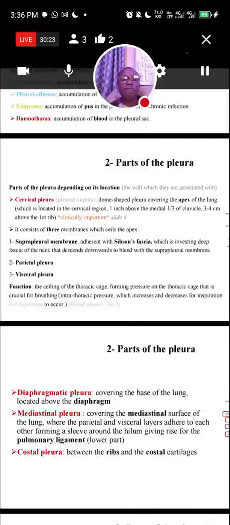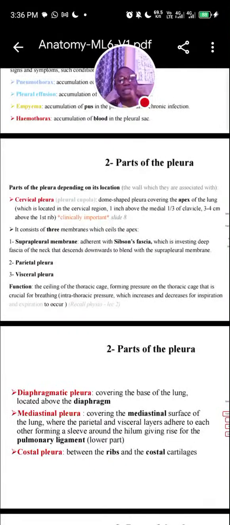M for what? Mediastinal pleura. D for what? Diaphragmatic pleura. C for what? Costal pleura. And the other C for what? Cervical pleura. We say the cervical pleura has three membranes: suprapleural membrane, parietal membrane and visceral membrane. That's SPV. Okay. Now let's move on.